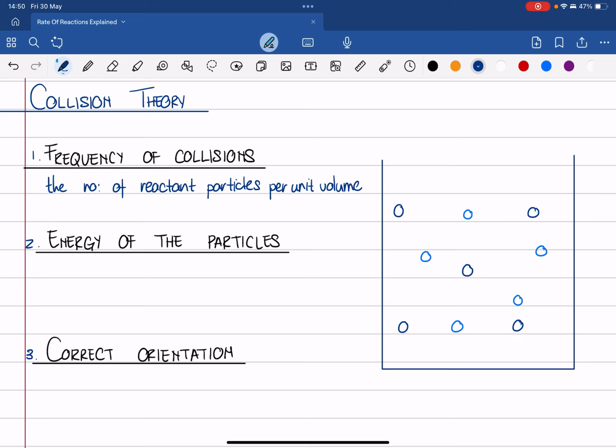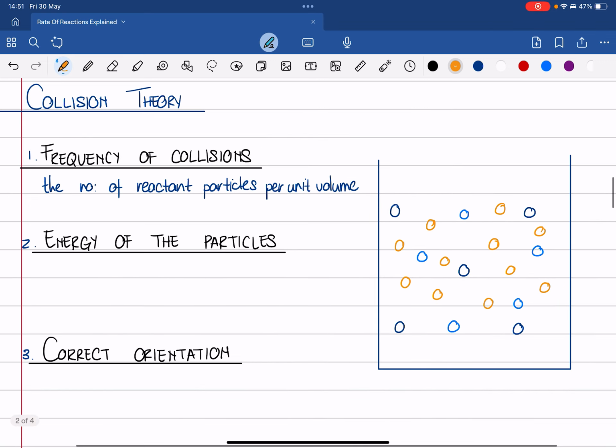So what does this mean? This means that if you've got maybe say this fixed amount of particles, you're going to have only a certain number of collisions. Okay, but say now I increase the number of particles. Because I've increased the number of particles, I'm obviously going to have more collisions because there are more particles present. All right? So the frequency of collision is related to the number of particles per unit volume.